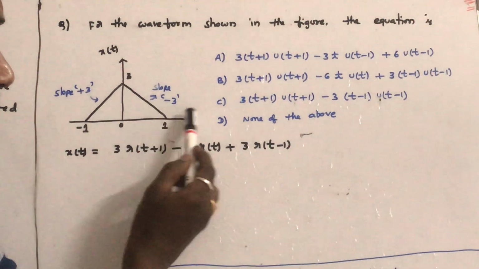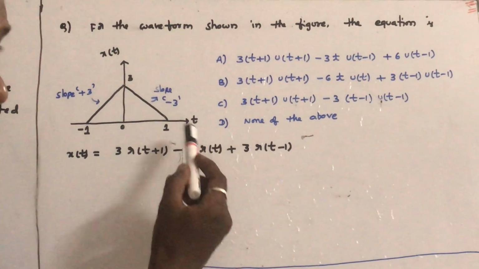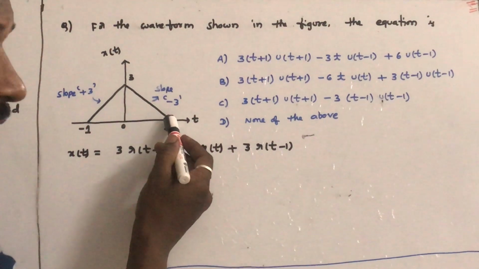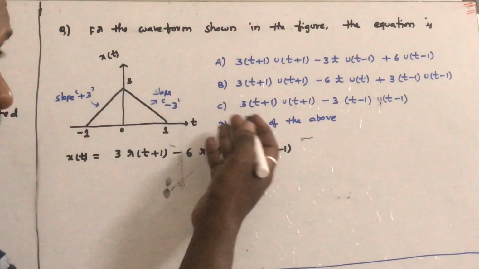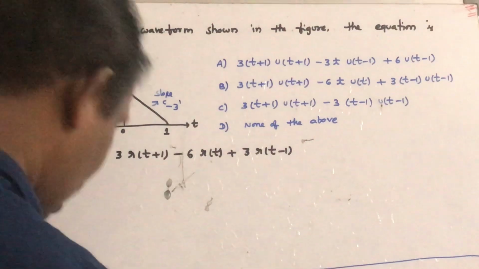Since from 1 onward there is no ramp, we have to add another ramp at t is equal to 1 of plus 3 slope. So 3 minus 3 will become 0. So this will be the answer for this problem.